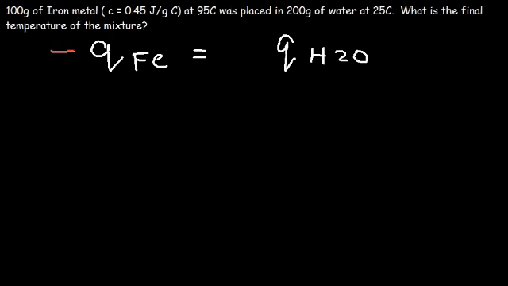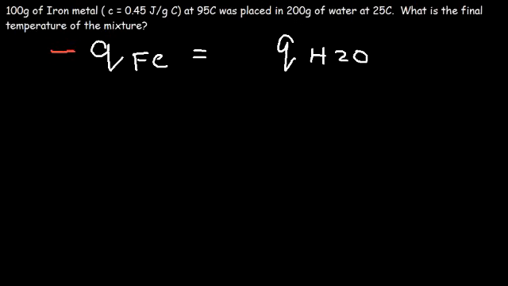Now the final temperature will be somewhere between 95 and 25 degrees Celsius. If we average the two numbers, that's equal to 60. If you add 95 and 25 and then divide by 2, you should get 60. Do you think the final temperature will be between 60 and 95 or 25 and 60? What would you say?